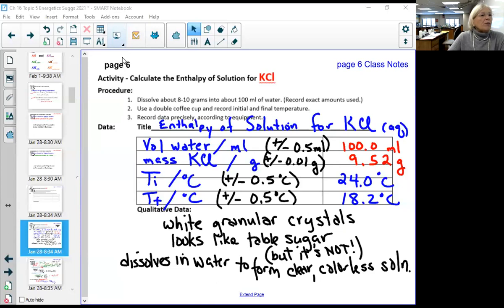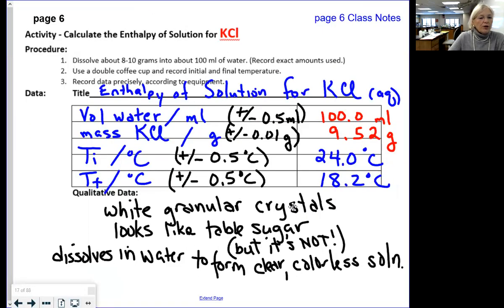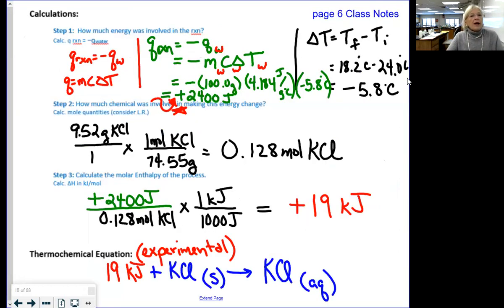All right, so I've got the data collected and I will show you my calculations. Here I have completed my data table. I've shown you here that the initial and the final temperature of the water have been added. And here I've got the calculation.